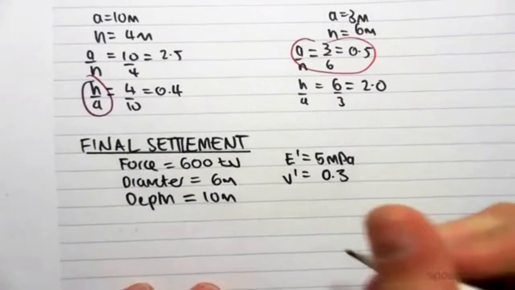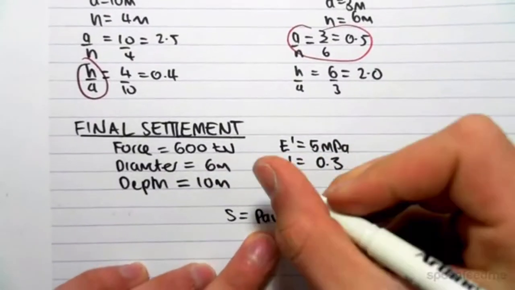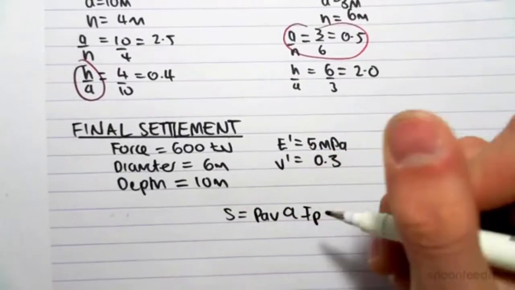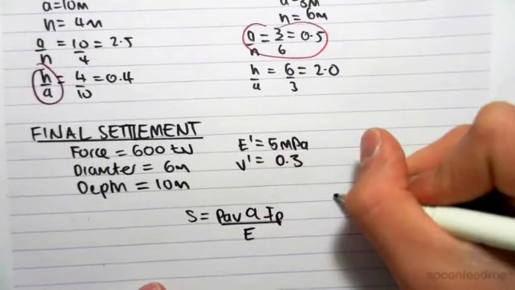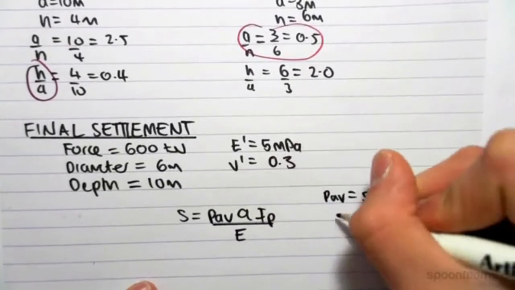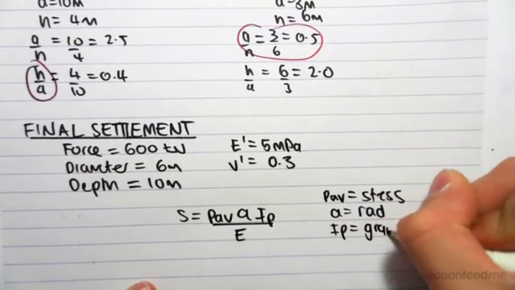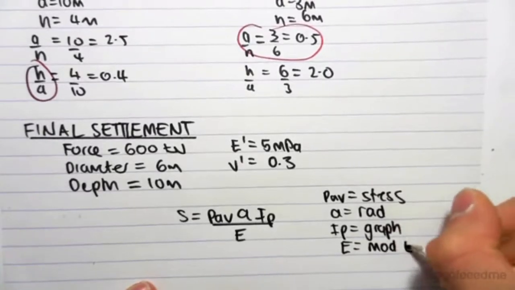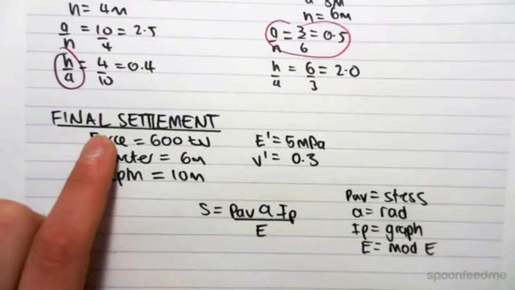So we need to introduce a formula for settlement. Settlement equals PAV, which is the average pressure, times A, which is the radius, times IP, which is a factor we find from our graph, all divided by E. If I define this on the side, PAV is the stress, A is the radius of our circle, IP is from the graph, and E is the modulus of elasticity. So you can see that we're going to find final settlement now.